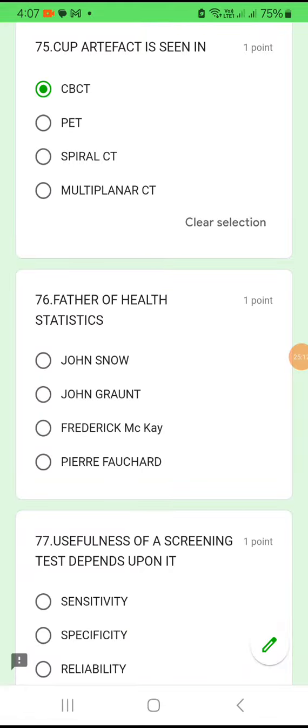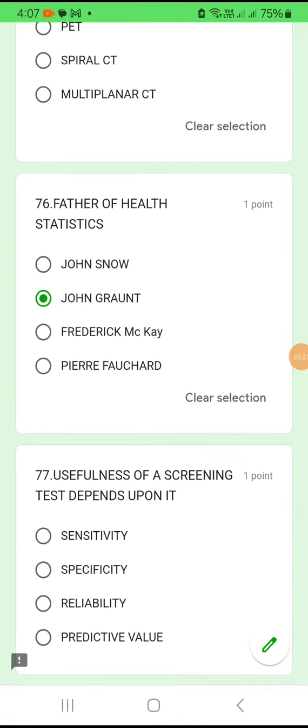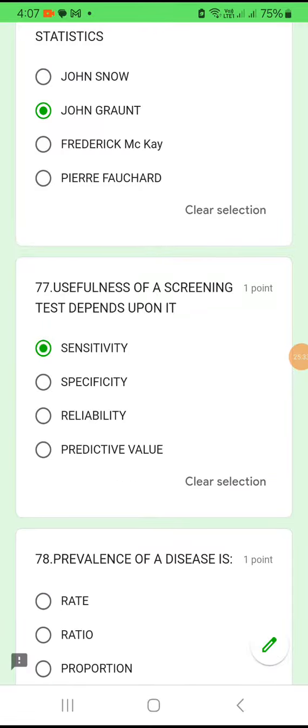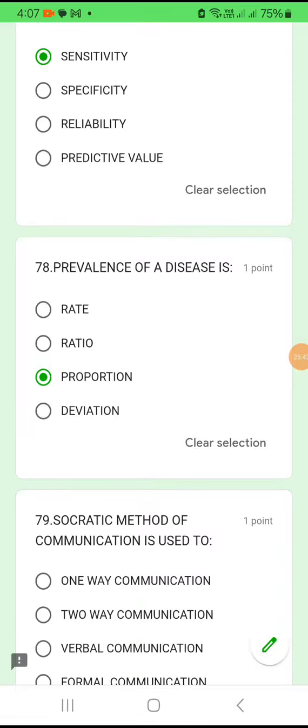Father of health statistics. Okay. Father of epidemiology, John Snow. Father of health statistics, John Graunt. Okay. Option B. Father of health statistics, John Graunt. Question number 77. Usefulness of a screening test depends upon its sensitivity or specificity or reliability or predictive value. So, usefulness of a screening test depends upon its sensitivity, how sensitive it is. Okay. Prevalence of a disease is rate, ratio, proportion or deviation. Prevalence of a disease is a proportion. Okay, how much? Proportion.